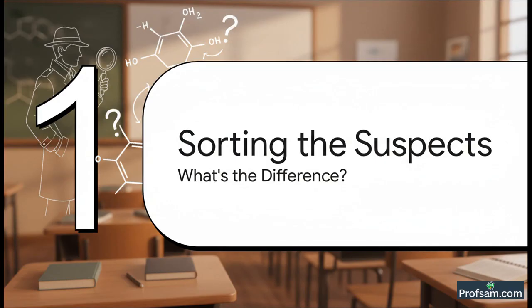All right, so to solve this chemical mystery, we need to think like detectives. We need to look for clues. And the very first clue, the most important one, isn't the OH group itself. No. It's where that OH group is attached. It's all about the location.